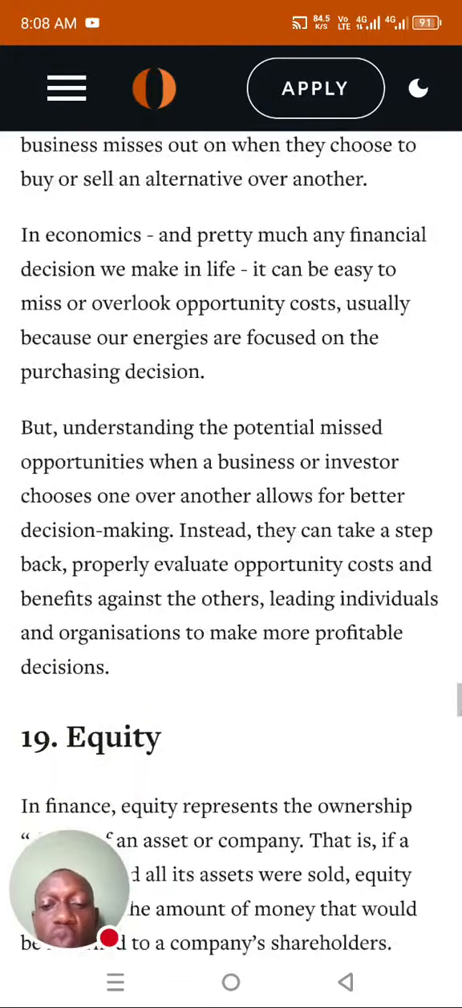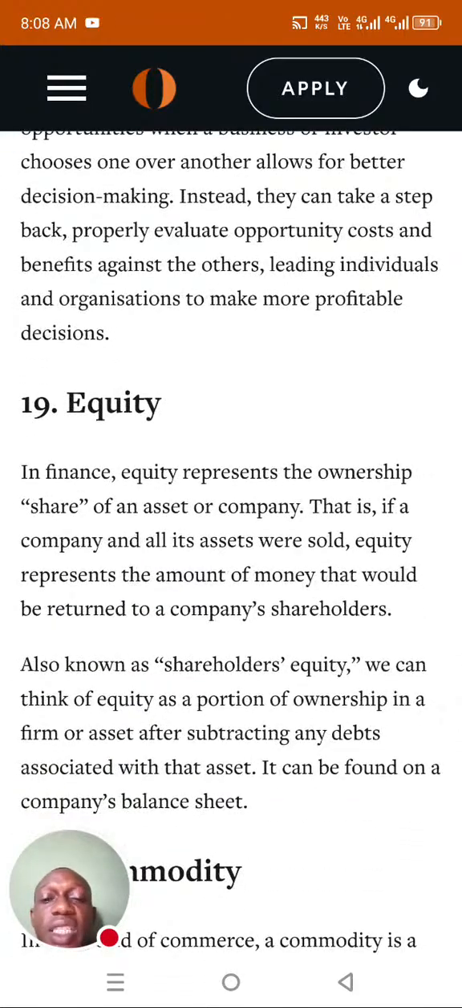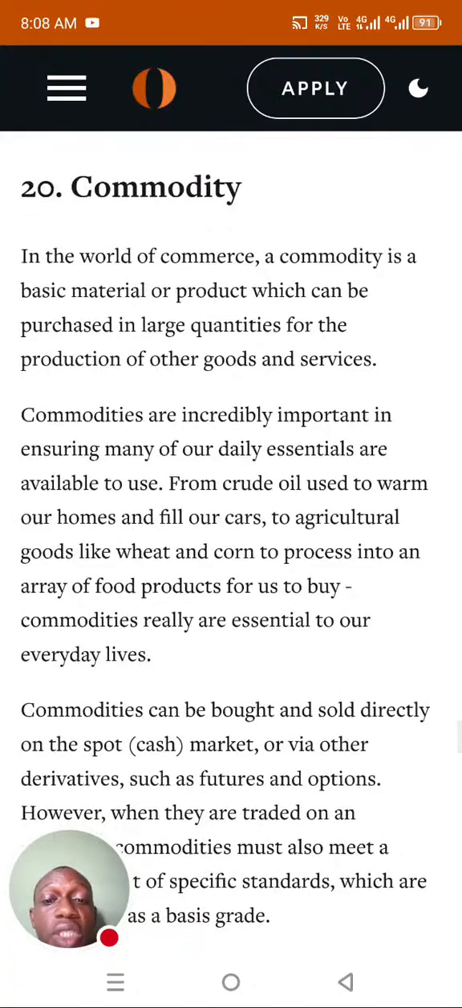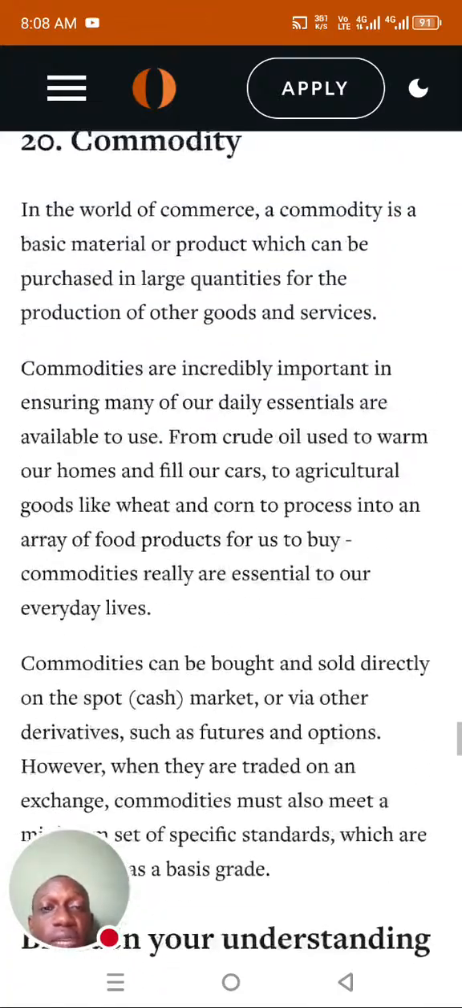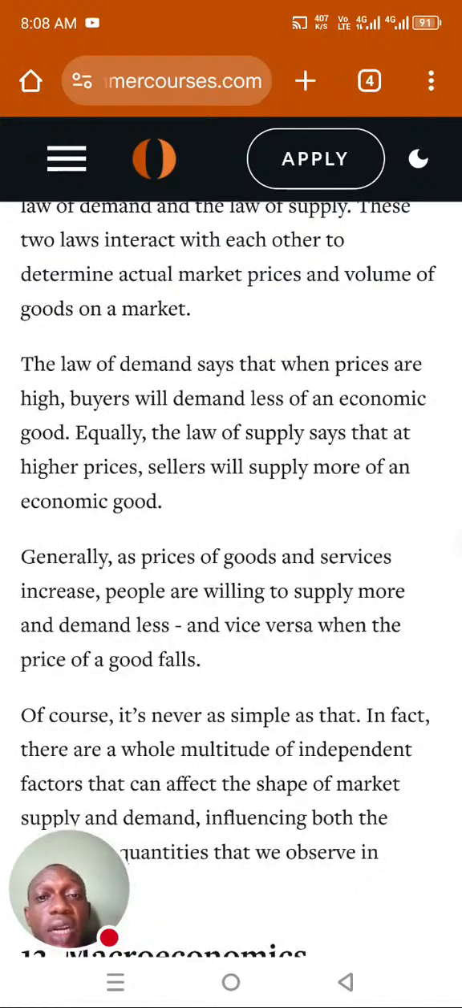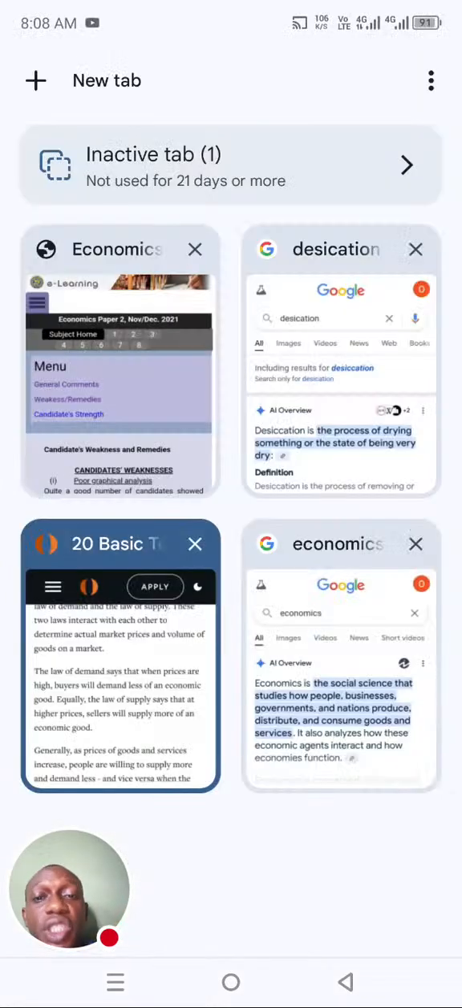I wouldn't like to waste our time. So number 19 is equity, and number 20 is what? Commodity. Those are the things that we must put our mind on, and we must be using them. Those terms must be mentioned. It must be mentioned.